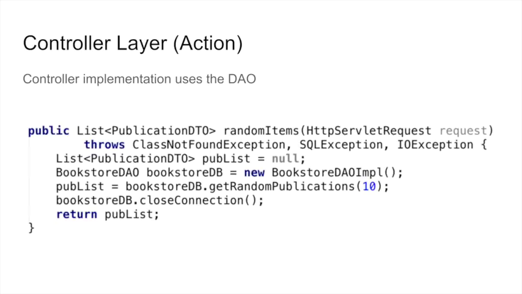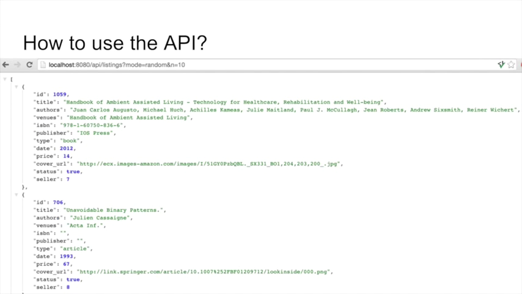The following example shows a simple implementation of a controller action that the servlet delegates to. This method calls the DAO function that we previously looked at and returns the result to the servlet. So, how can the API be used? It is just a normal HTTP GET, POST, PUT, or DELETE request that returns data formatted in JSON. Here are the first two publications returned by the controller action we just looked at. And you see how we can pass parameters to the servlet and controllers in the URL.